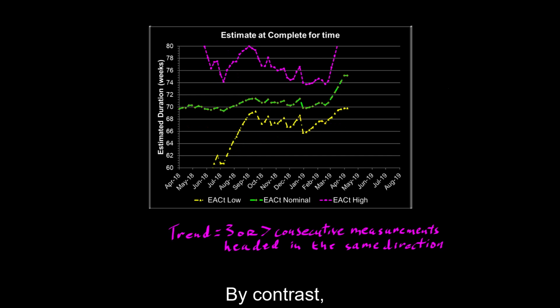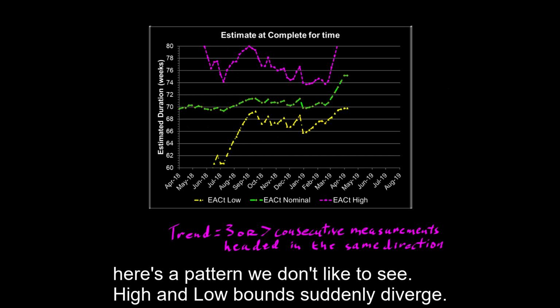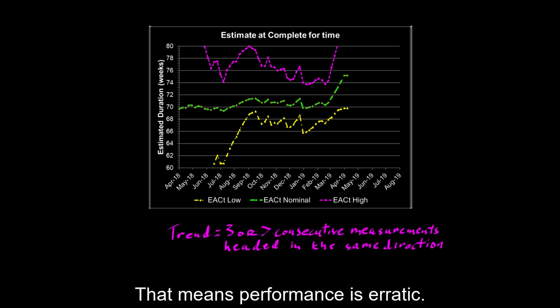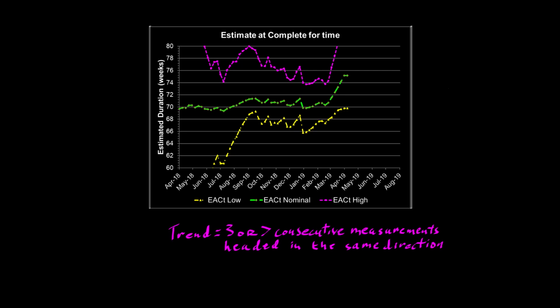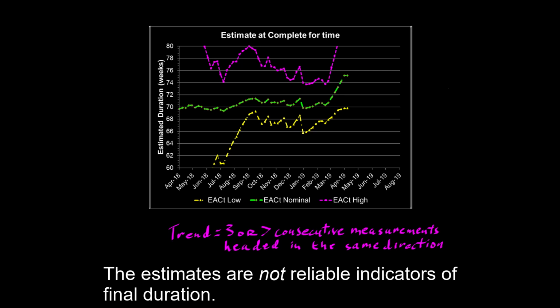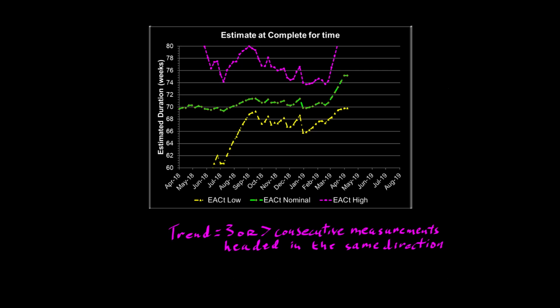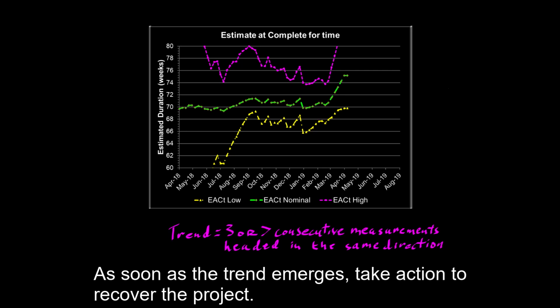By contrast, here's a pattern we don't like to see. High and low bounds suddenly diverge. That means performance is erratic. The estimates are not reliable indicators of final duration. As soon as the trend emerges, take action to recover the project.